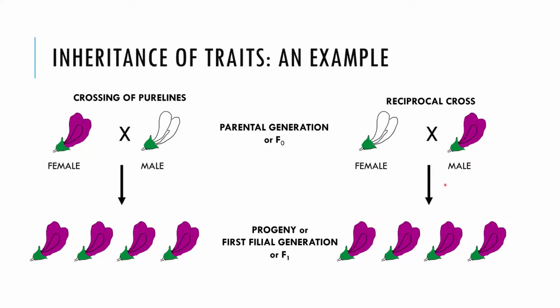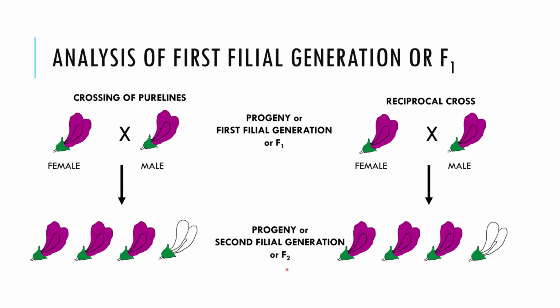Interestingly, all the progeny or the F1 generation were once again purple flowered plants. He concluded that regardless of the type of cross, all the F1 progeny were similar to one type of the parental generation. Next, he observed the F2 generation by self-pollinating the F1 plants. He noted that some of the plants had white flowers. So somehow the white trait had reappeared.